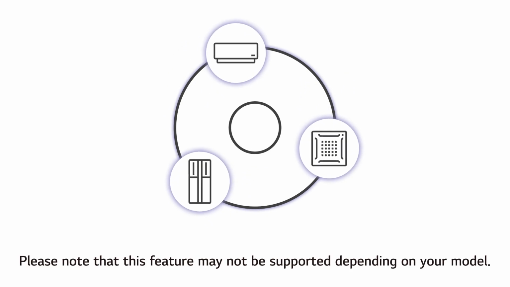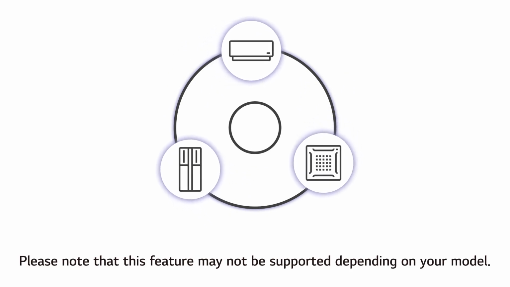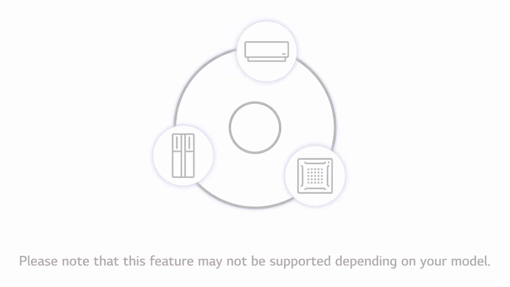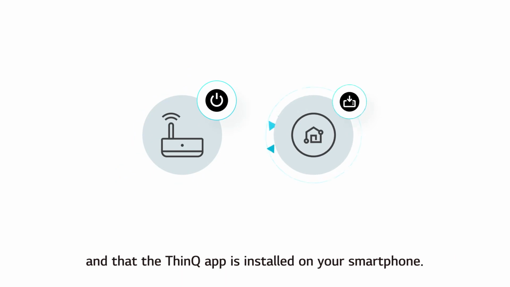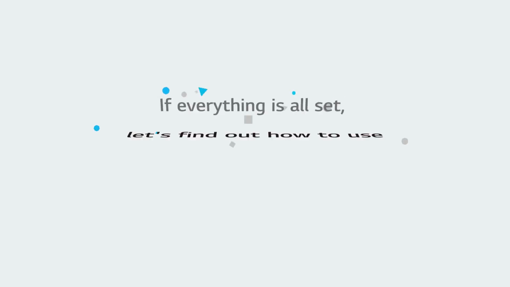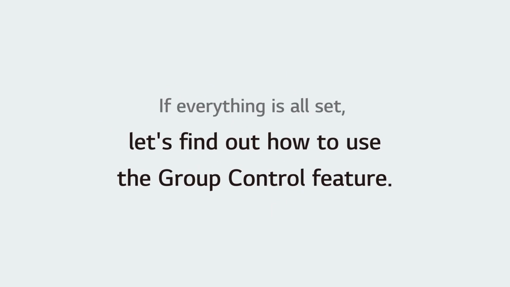Please note that this feature may not be supported depending on your model. Before using Group Control, make sure the wireless router is powered on and that the ThinQ app is installed on your smartphone. If everything is all set, let's find out how to use the Group Control feature.